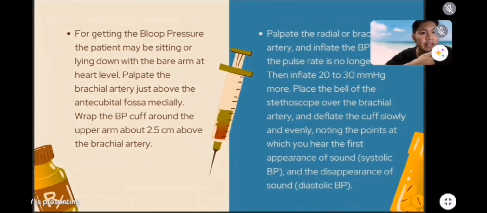Place the bell of the stethoscope over the brachial artery and deflate the cuff slowly and evenly, noting the points at which you hear the first appearance of the sound and the disappearance of the sound: the systolic BP and the diastolic BP.